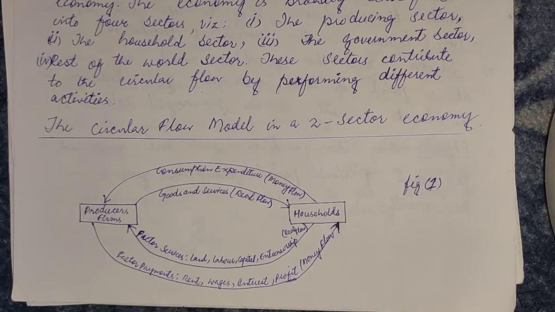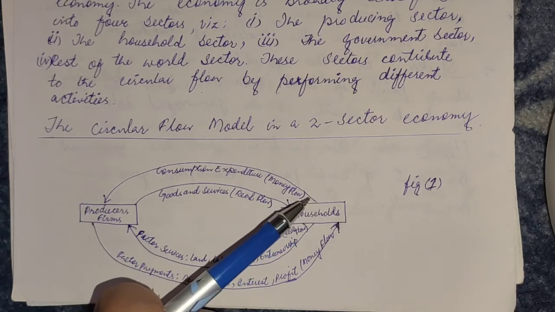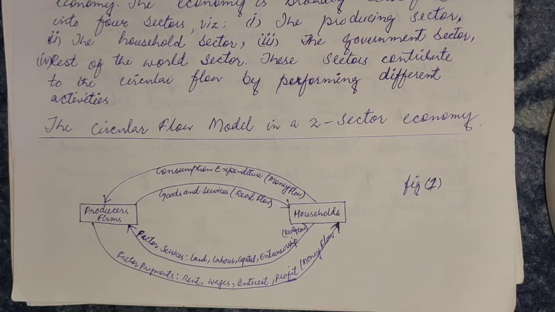Number third, consumption expenditure of the household sector is equal to income of the household sector. That means savings is equal to zero. And number fourth is money flows are opposed to real flows. Like here, real flows, this money flow opposed. Here, this is real flow, that's money flow. So money flows are opposed to real flows.